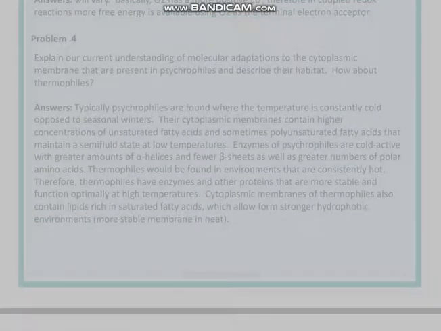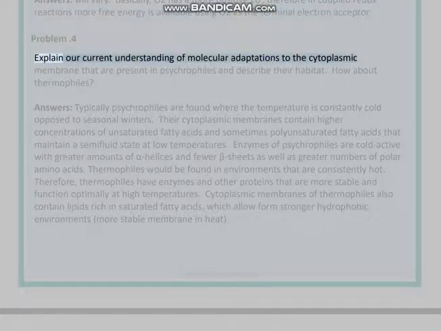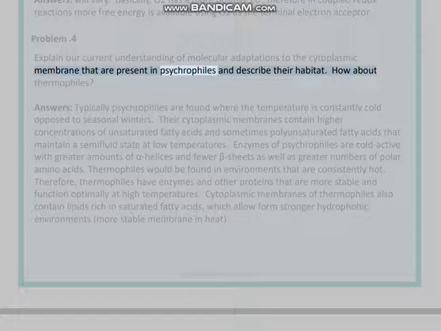Answers will vary. Basically, O2 has a more positive E0. Therefore, in coupled redox reactions, more free energy is available using O2 as the terminal electron acceptor. Problem point 4. Explain our current understanding of molecular adaptations to the cytoplasmic membrane that are present in psychrophiles and describe their habitat.